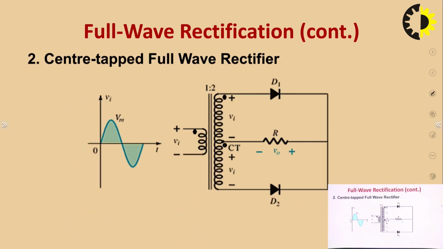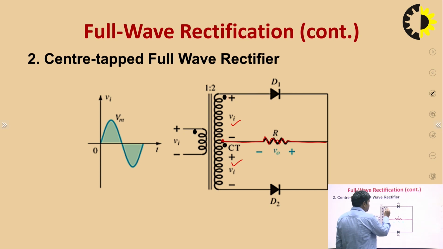This is a center tap rectifier. In this circuit, this is a transformer, and we apply the center tap. What is the meaning of center tap? The voltage is divided into two parts, just like if this is Vi, and we tap at the center, so this voltage and this voltage are the same. So, we can say the same voltage is applied to D1 and D2.